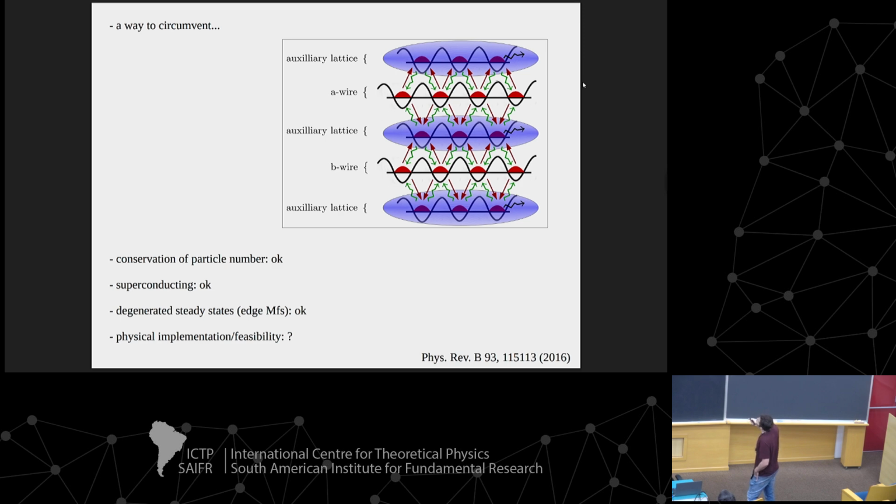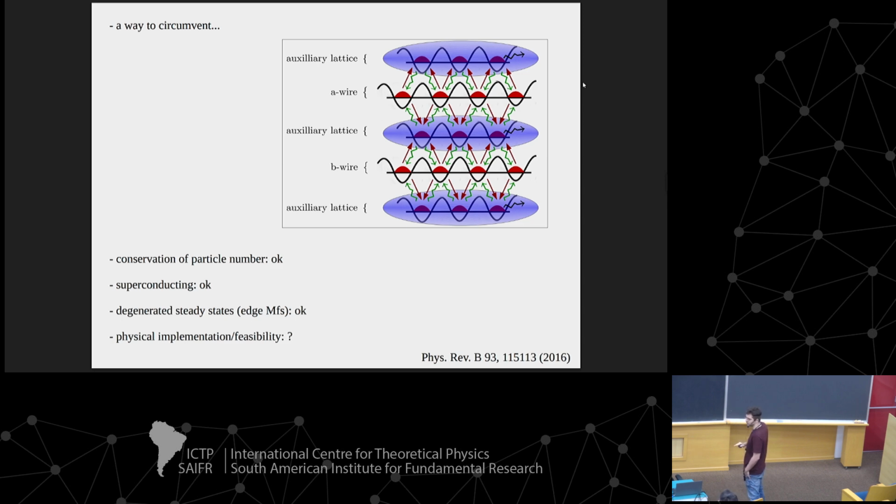In the sense that if you look effectively at each one of the chains, you have either creation of a pair AA or annihilation of particles, A dagger, for example. And then we somehow recover the physics of the Kitaev model indeed. One way to do this is using the auxiliary lattice that makes this effective interaction between them.